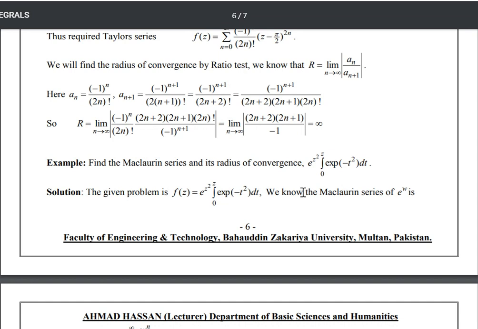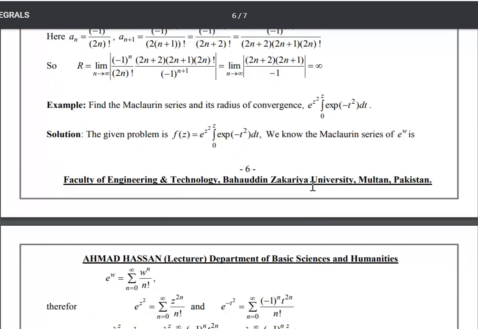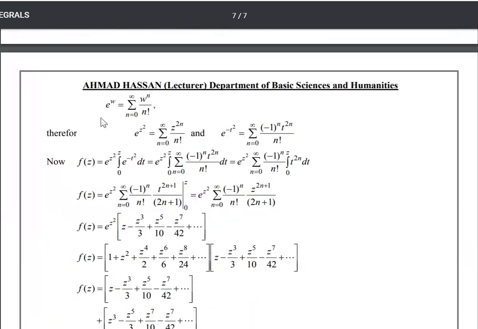Okay, we know the exponential series: e to the w series is w power n over n factorial. Now replace this w by z square, and that becomes z power 2n over n factorial. Similarly, the series of e to the minus t square is obtained by just replacing w by minus t square. So our function here becomes, just replace the series of e raised to power minus t square.